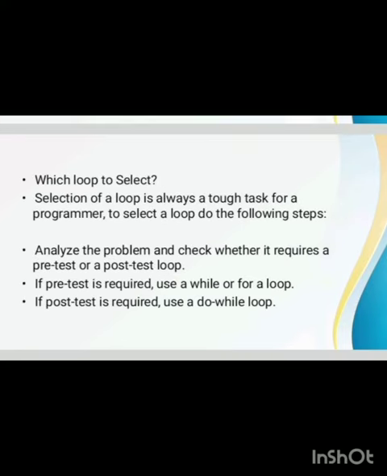Which loop to select? Selection of a loop is always a tough task for a programmer. To select a loop, do the following steps. Analyze the problem and check whether it requires a pretest or post-test loop. If a pretest is required, use a while or for loop. If a post-test is required, use a do while loop.